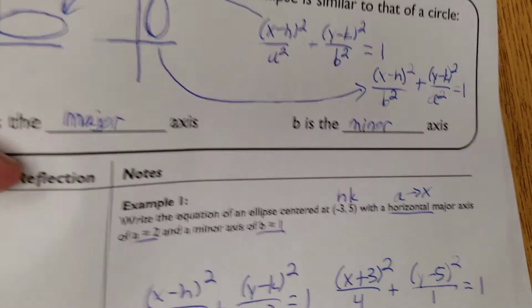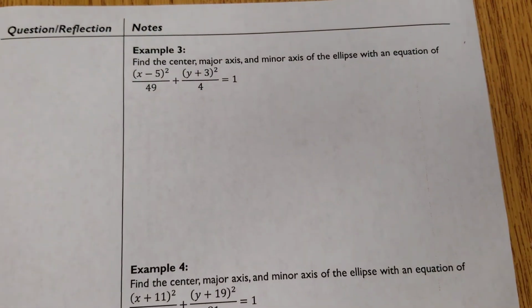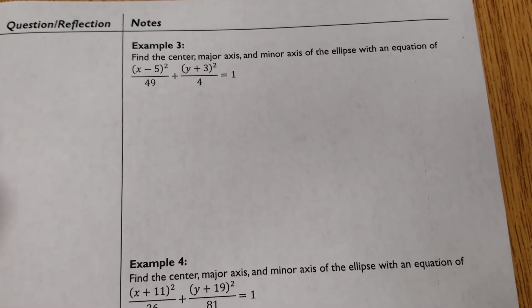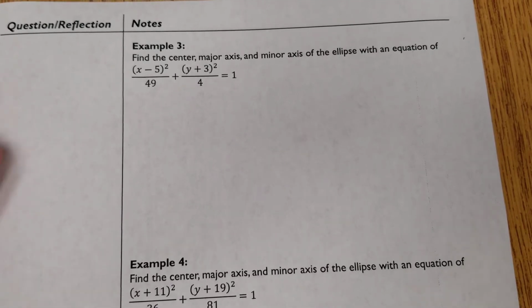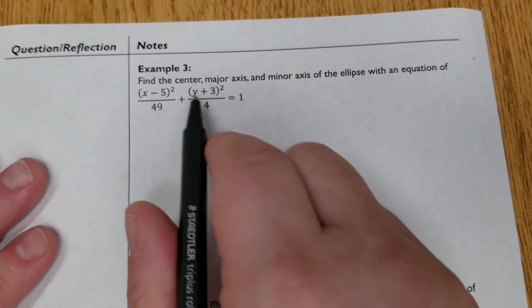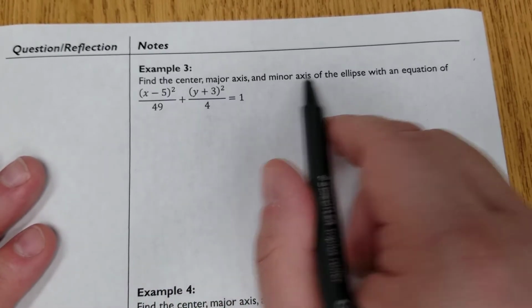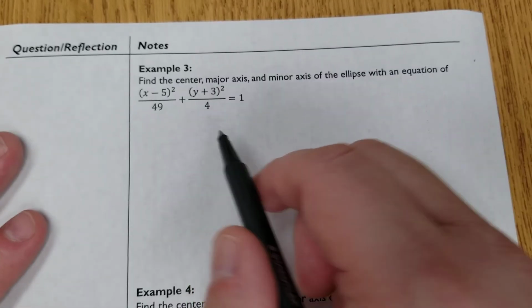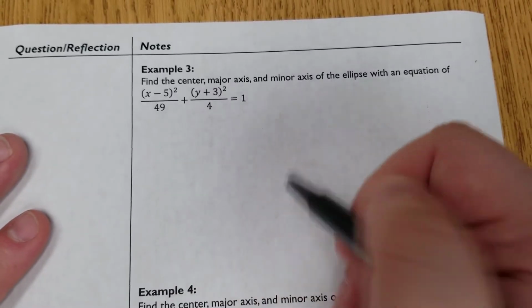The rest of the questions, we're going to do the same basic idea. We just have to think about exactly how far each thing is. Okay? So, for the next one here, we're already given the equation. You're asked for the center, the major, the minor, based off of this equation.